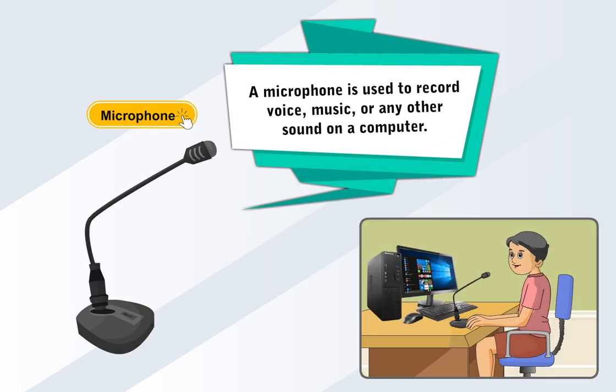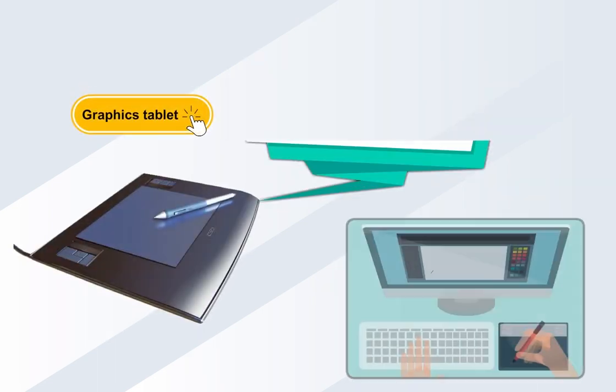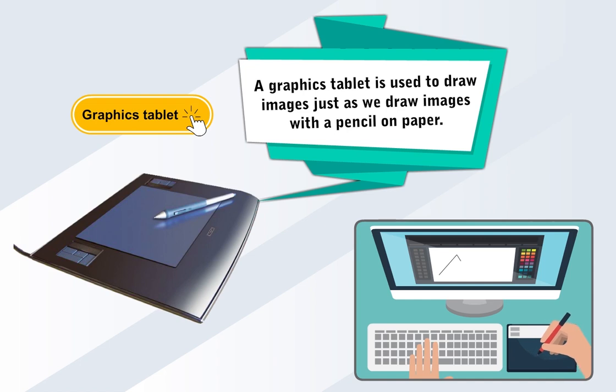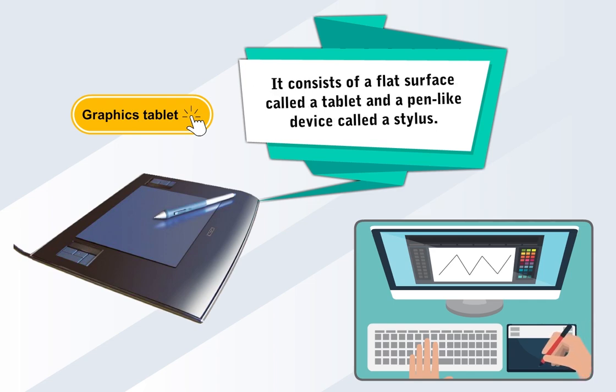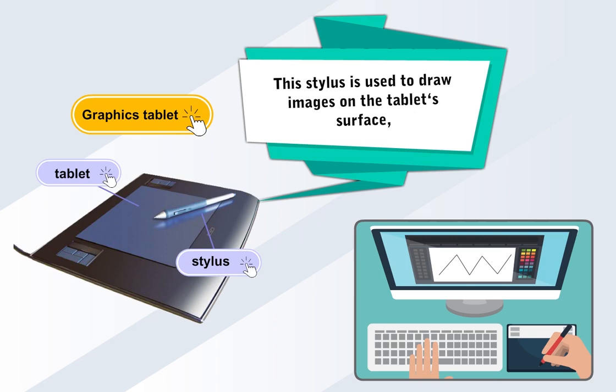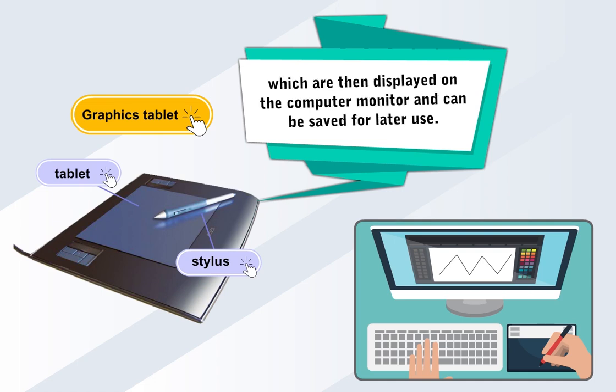Microphone. A microphone is used to record voice, music, or any other sound on a computer. Graphics tablet. A graphics tablet is used to draw images just as we draw images with a pencil on paper. It consists of a flat surface called a tablet and a pen-like device called a stylus. This stylus is used to draw images on the tablet surface, which are then displayed on the computer monitor and can be saved for later use.